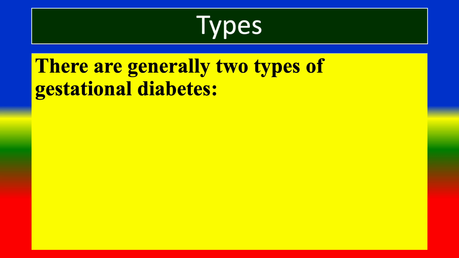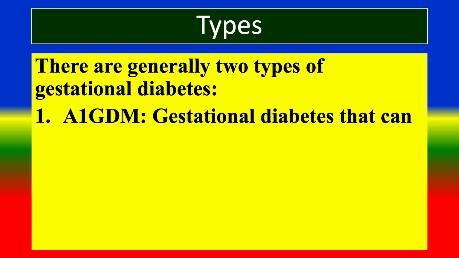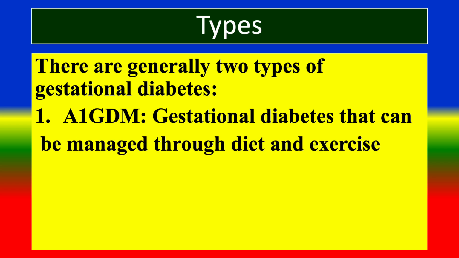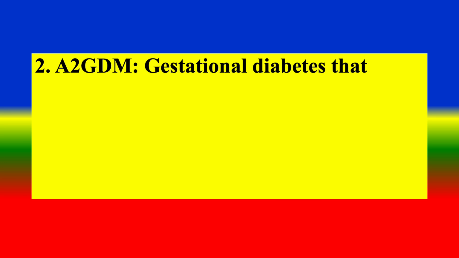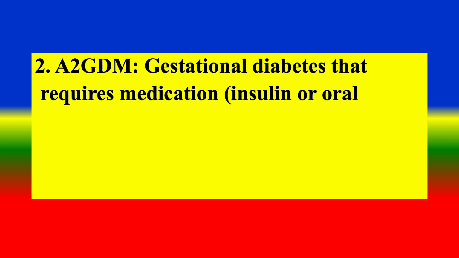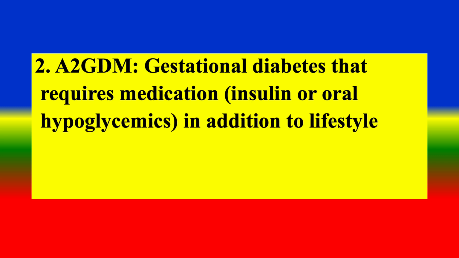Types. There are generally two types of gestational diabetes. One, A1 GDM: gestational diabetes that can be managed through diet and exercise alone. Two, A2 GDM: gestational diabetes that requires medications, insulin or oral hypoglycemics, in addition to lifestyle modifications.